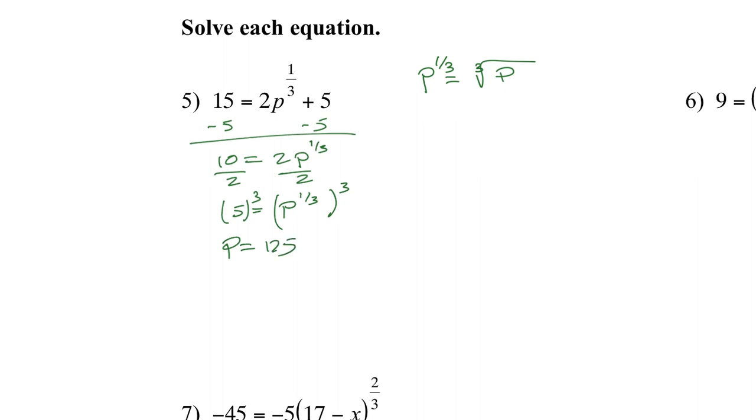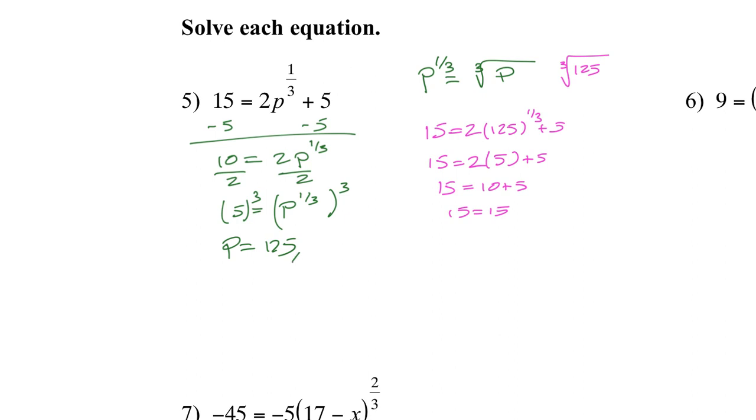Again, let's check it works. So 15 equals 2 times 125 to the 1/3 plus 5. Again, this in here is the same as the cubic root of 125. So that's the same as 5. And I got 10 plus 5, that is 15. So 15 equals 15. So this is my solution.